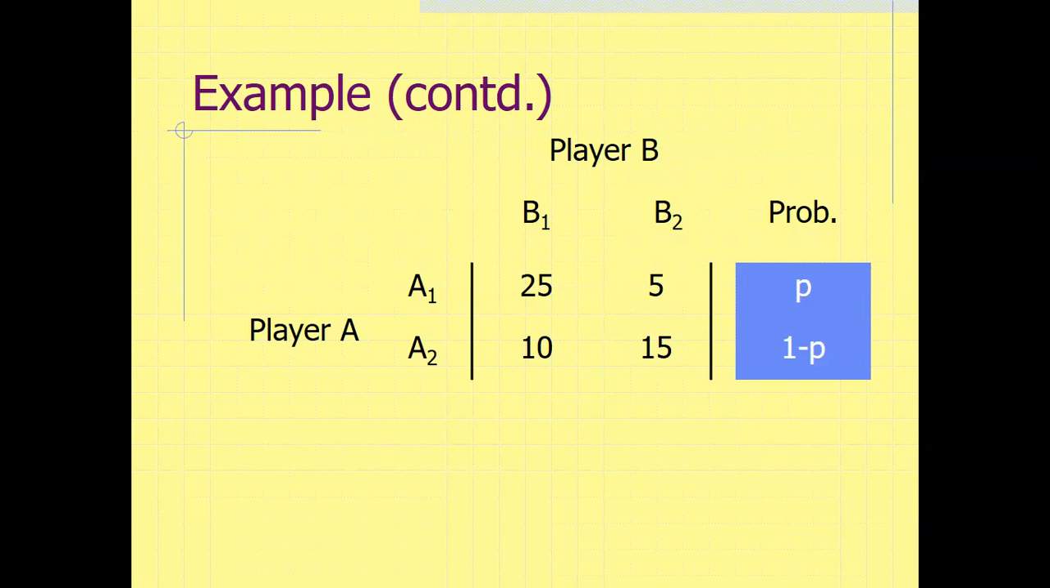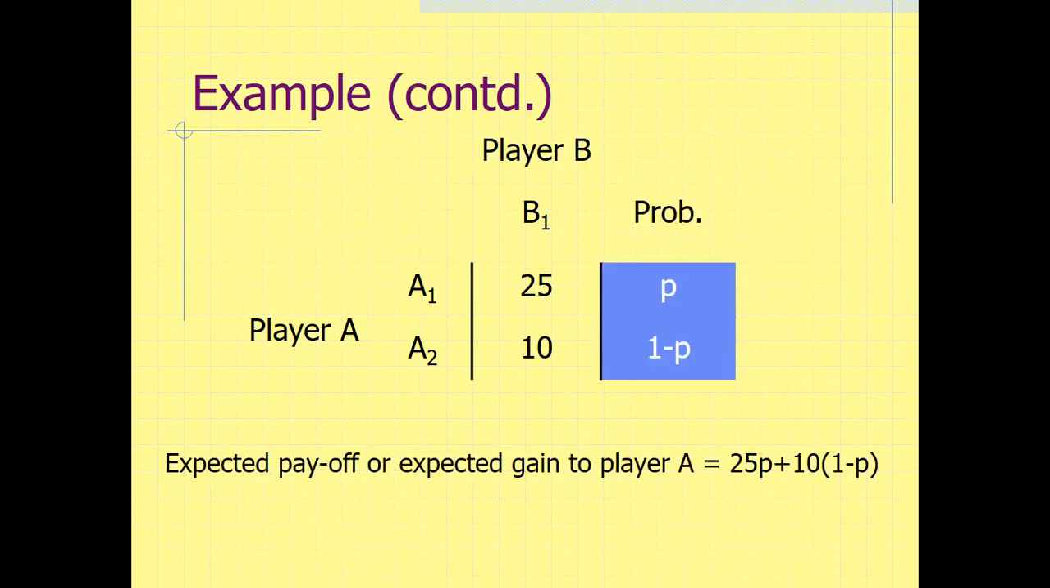This could also be interpreted in terms of probabilities. If player A selects strategy A1 with probability P, then he would play strategy A2 with probability 1 minus P, since the sum of the probabilities is 1. Similarly, if player B selects his strategy B1 with probability Q, then he would play his strategy B2 with probability 1 minus Q in the given payoff matrix.